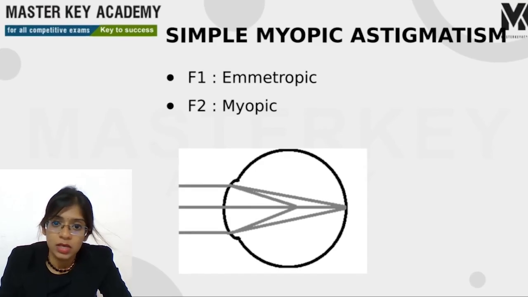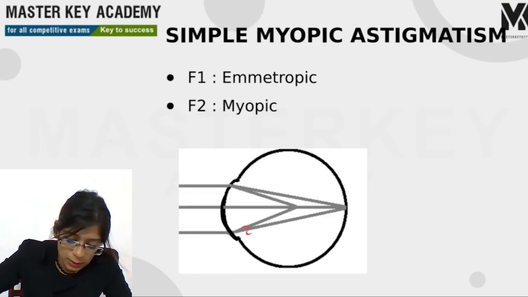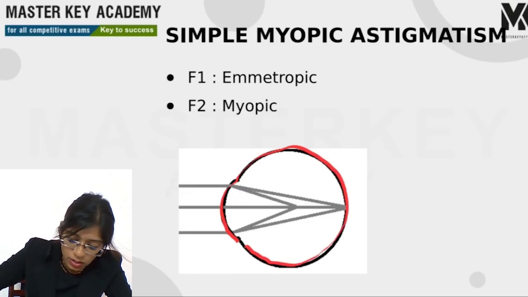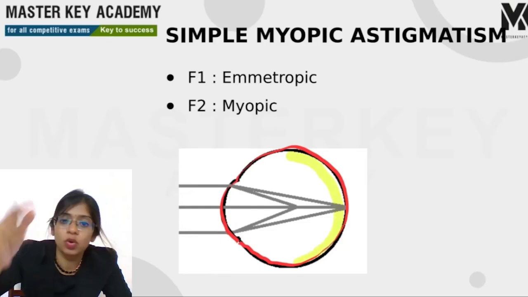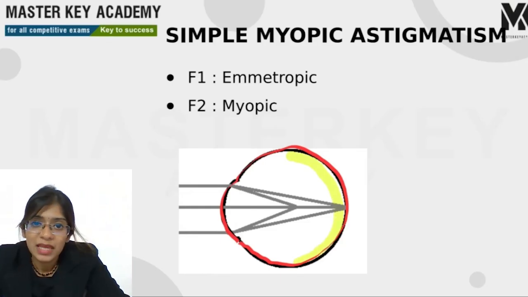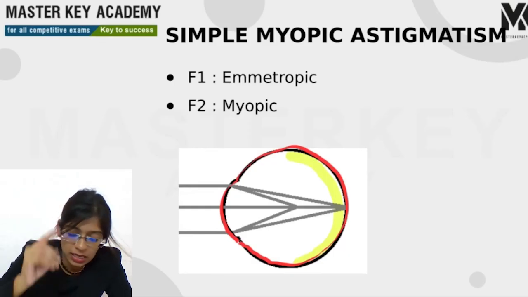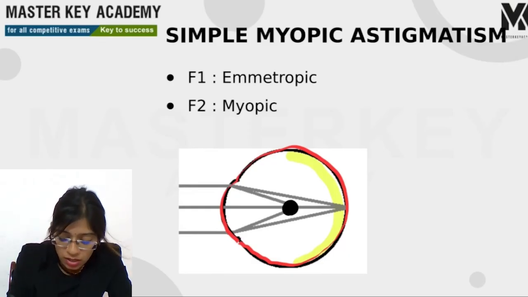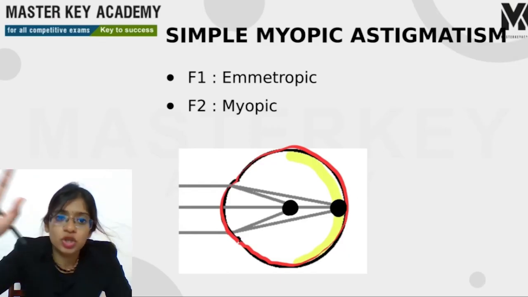Now see, look at this eyeball here. This is a lateral view. This is the cornea, and then this is the sclera, and inside we have the retina. Just an orientation. Look here, first we'll talk about something called simple myopic astigmatism. In a patient, if some light rays are converging in front of the retina and some light rays are converging onto the retina.